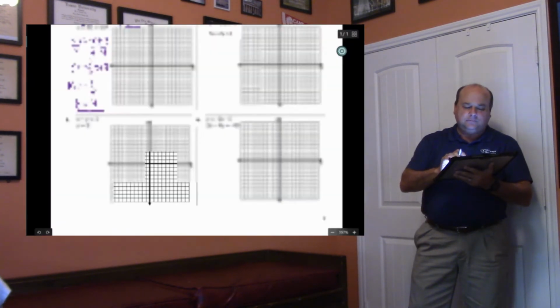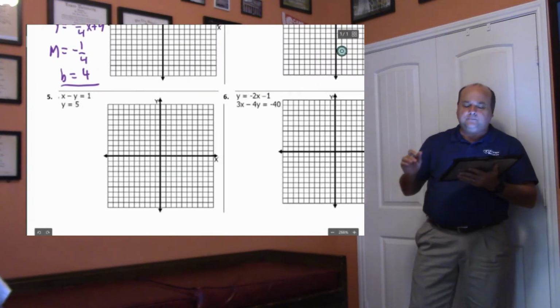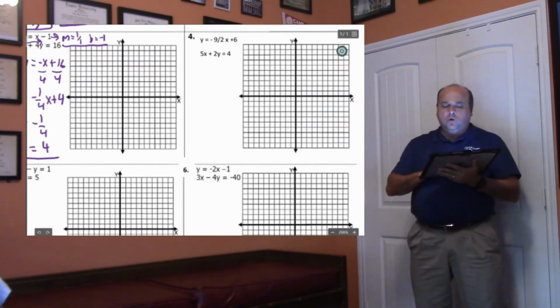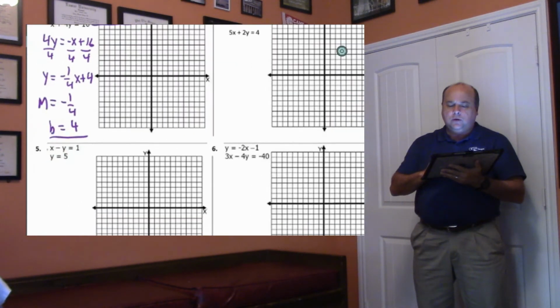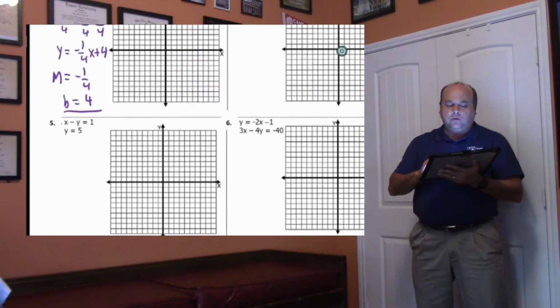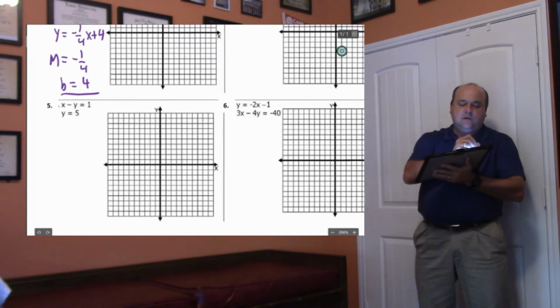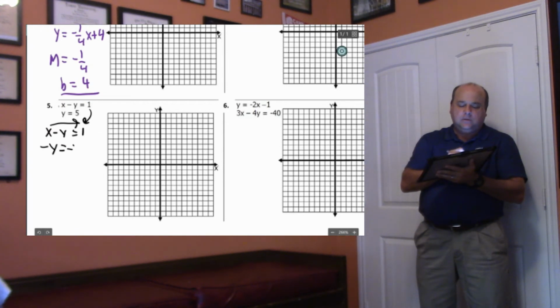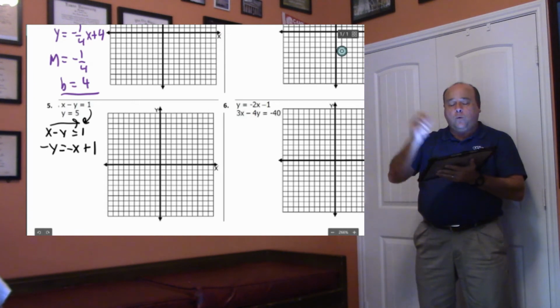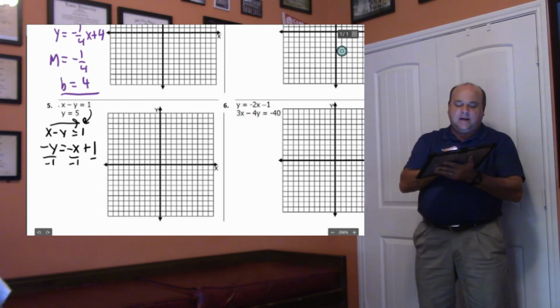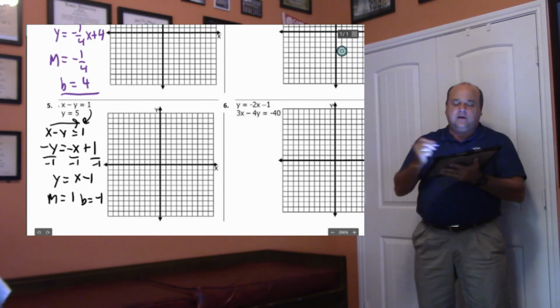Number 5. Sorry about that. Let's go. I'll let you do the right two on your own. Okay. On number 5, we need to get this one. So x minus y equals 1. I need to move over the x. And now that the y is negative, I'm just going to divide by -1 or switch all the signs. So my slope is 1 and my y-intercept's -1.